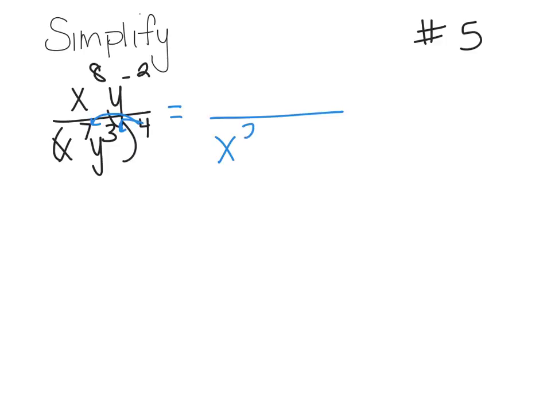7 times 4 is 28. 3 times 4 is 12. So that's my first step. Now I don't have any parentheses.